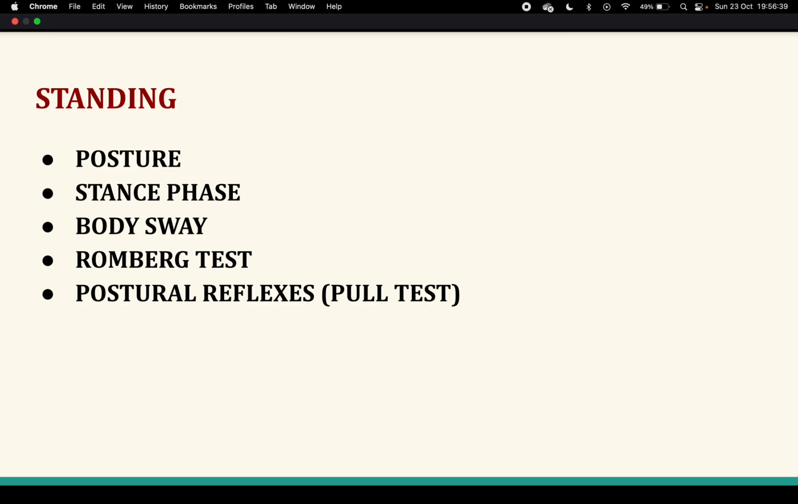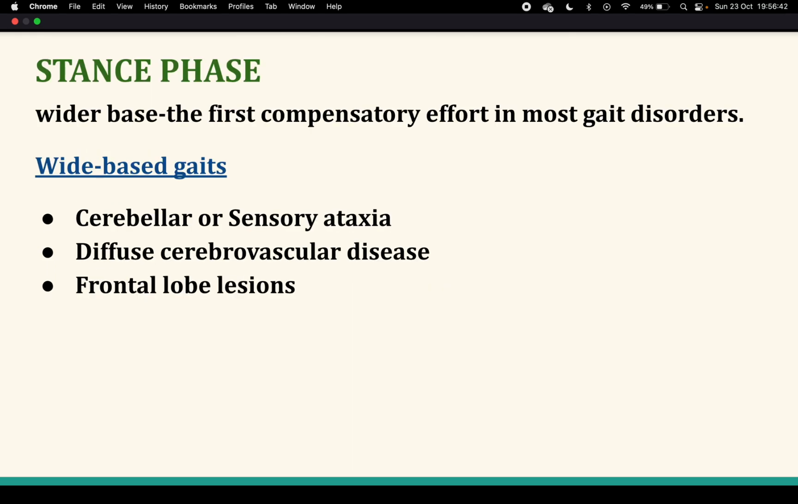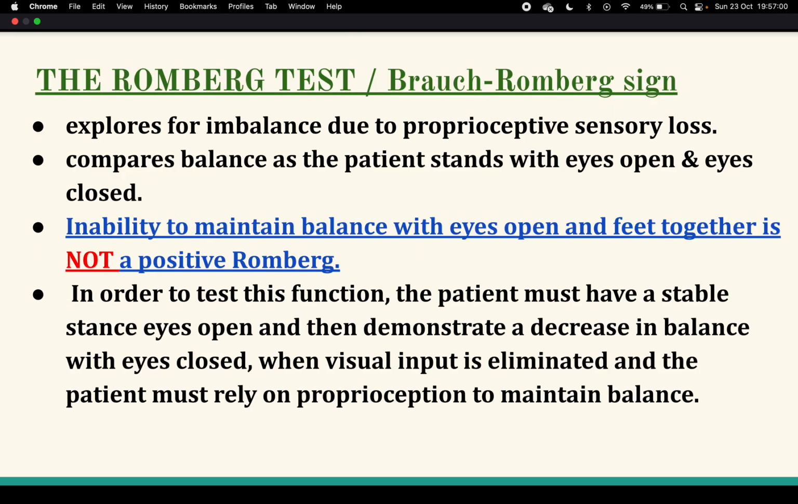So now we'll see what happens in standing and walking. In the stance phase, the foot is in touch with the floor. A wider base is the first compensatory effort in most of the gait disorders, as seen in cerebellar or sensory and frontal lobe disorders and diffuse cerebrovascular disease.